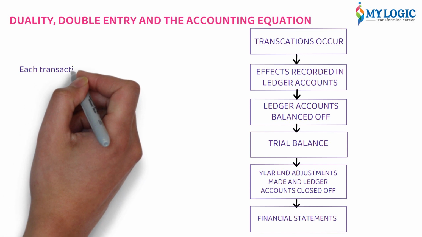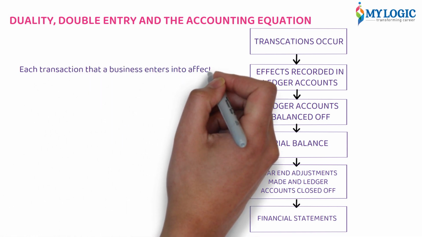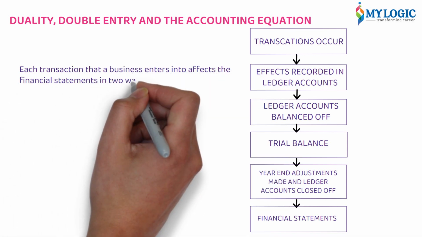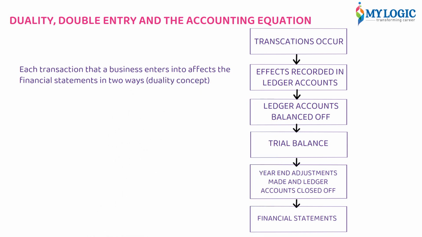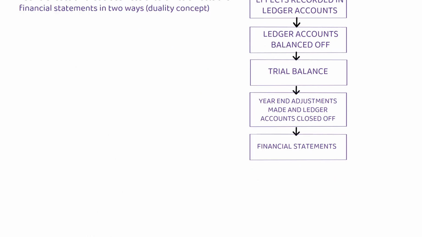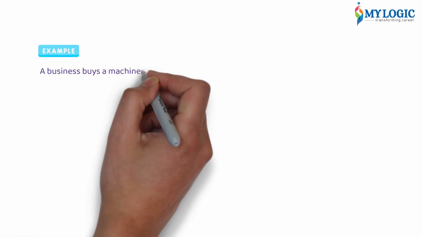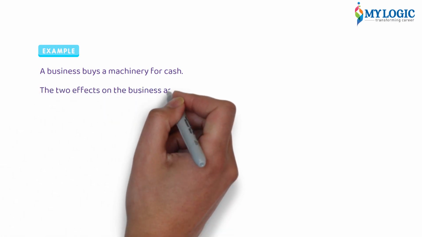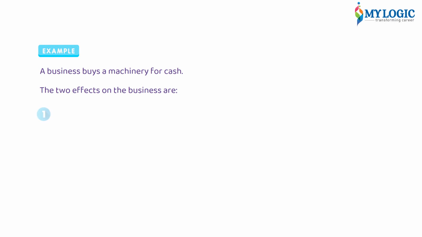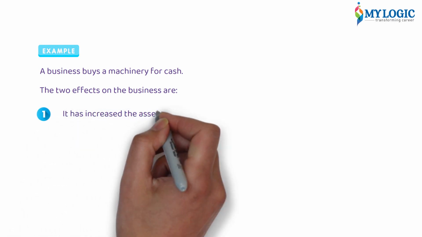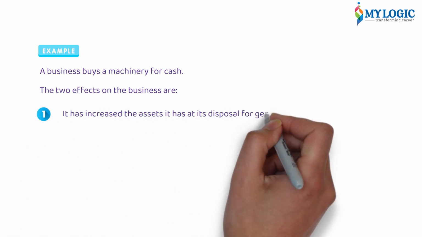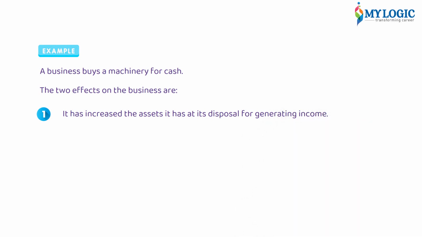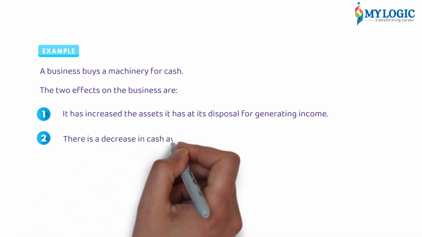Each transaction that a business enters into affects the financial statements in two ways. Duality concept. For example, a business buys a machinery for cash. The two effects on the business are: Number 1. It has increased the assets it has at its disposal for generating income. And number 2. There is a decrease in cash available to the business.